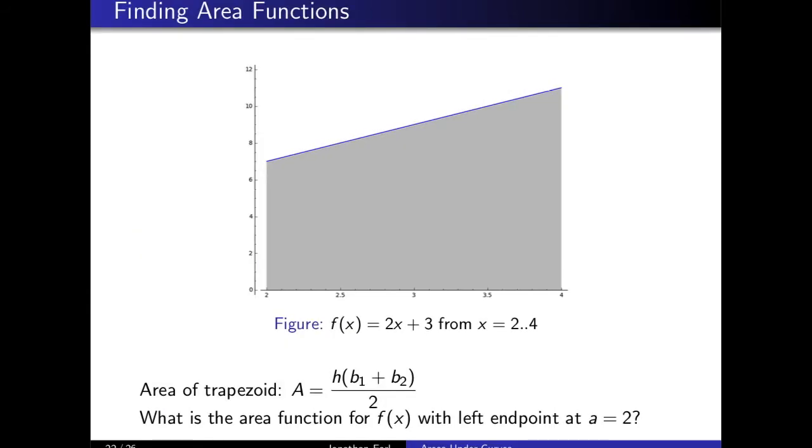Okay, so we could find the area function, for example, for this trapezoid that we had from before. We had the function f of x equals 2x plus 3 going from 2 to 4. Let's try and find the area function for that. So we'll fix our left point at 2 and go from there.